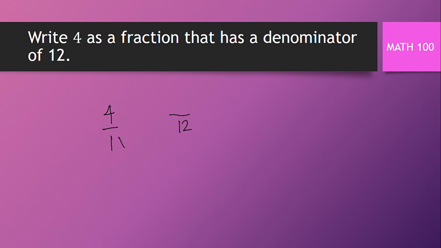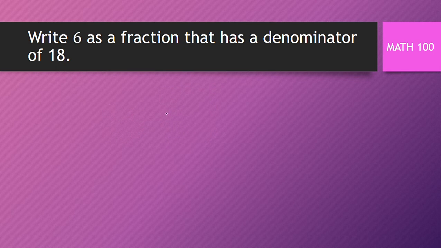So we have there 1 times 12. And of course, we will not be changing this fraction, so we also have to multiply the numerator with 12 in there. So 4 times 12 is 48. So this is how you write your equivalent fraction for that whole number 4.